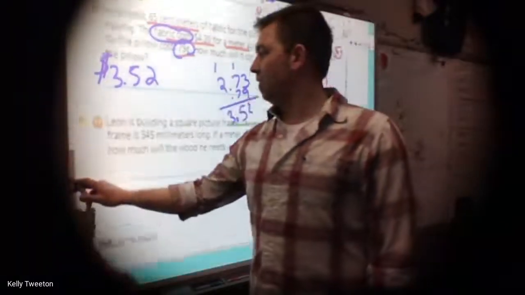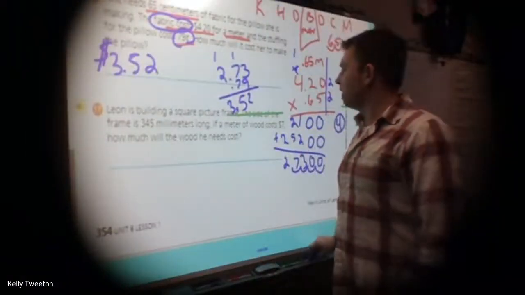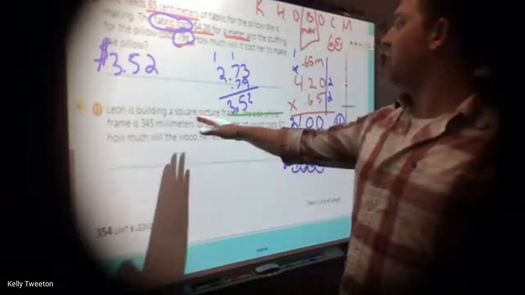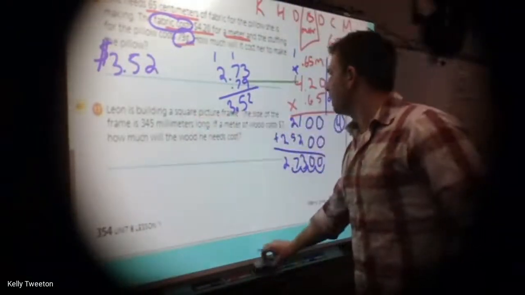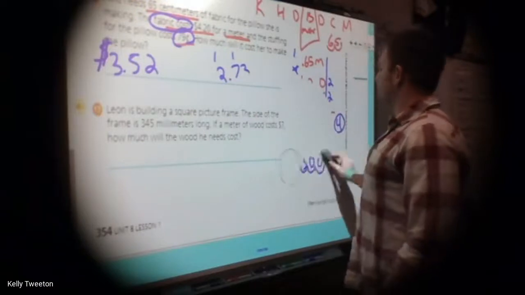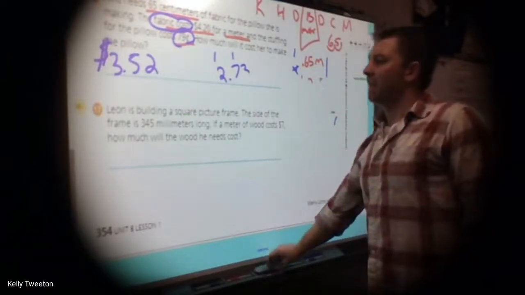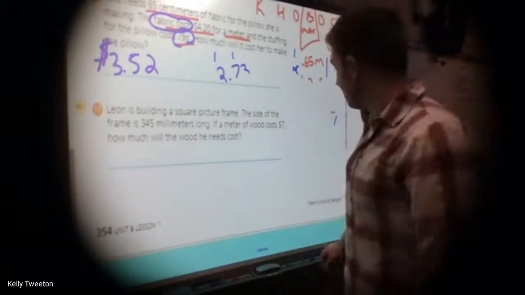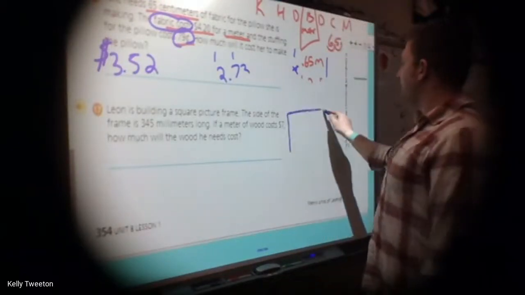What I'd like you to do now for number 17 is try this one all on your own. You're going to have to build a square picture frame. Let me write some stuff here. Let me read it because sometimes just reading it will help you start it. Leon is building a square picture frame. Oh, perfect time to draw a picture.